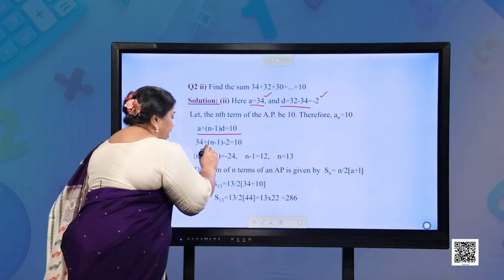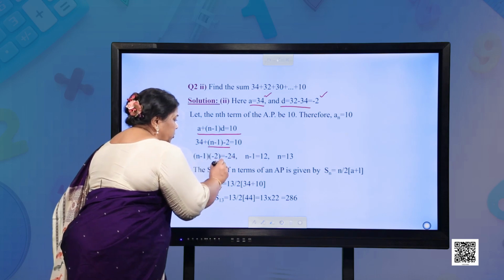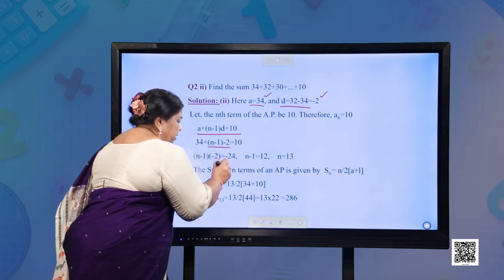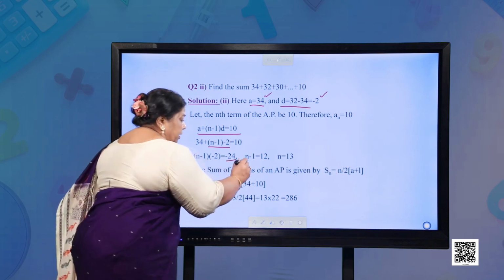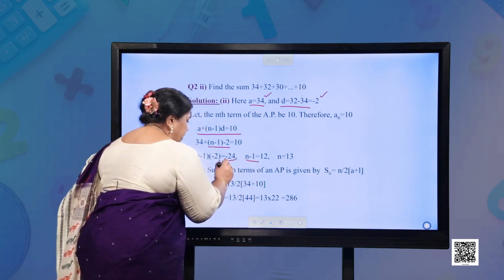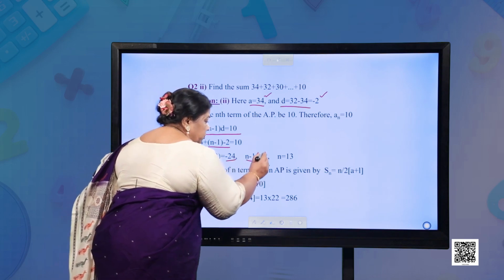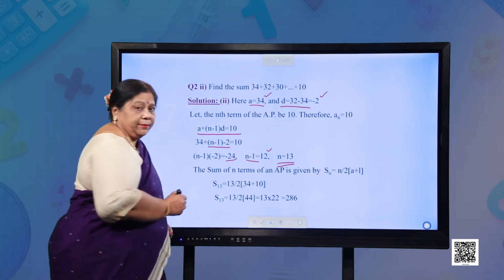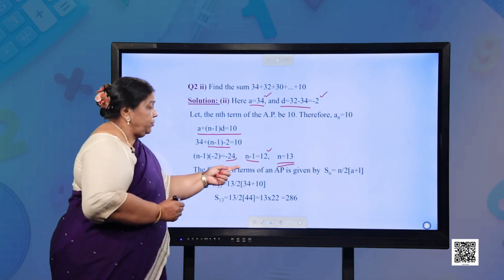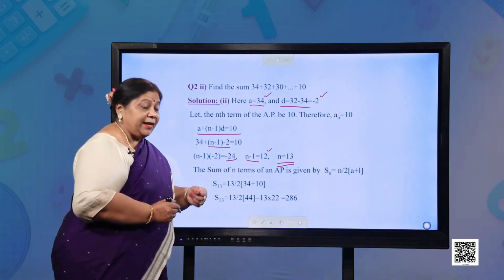That gives me n minus 1 into minus 2 is equal to 10 minus 34 is minus 24. So n minus 1 is equal to, what is minus 24 upon minus 2? It gives me plus 12. Therefore n is equal to 13. Is it clear? Now we will use sum of n terms formula.